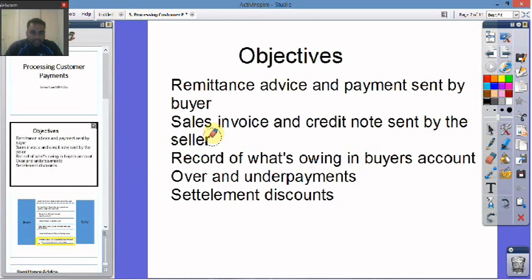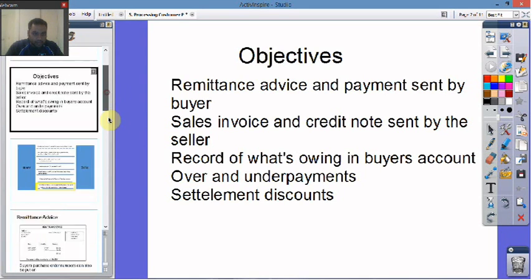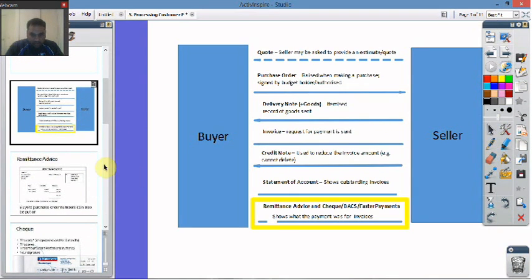Objectives. What we're going to be looking at today is remittance advice and payments sent by the buyer, sales invoices and credit notes sent by the seller, records of what's owing in the buyer's account, over and under payments, and settlement discounts. We've got a statement of account here, but we're not going to look at that today. You can see the statement of account in Chapter 2. Today we're going to be looking at remittance advice, checks, BACS and Faster Payments.